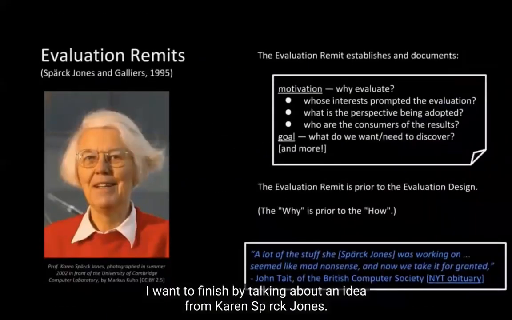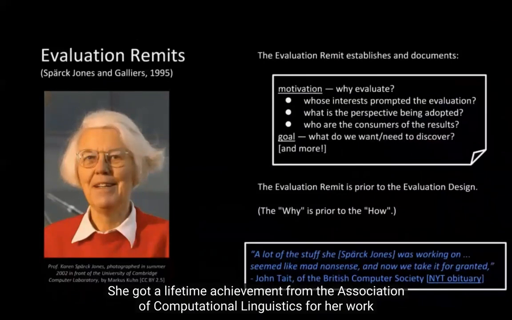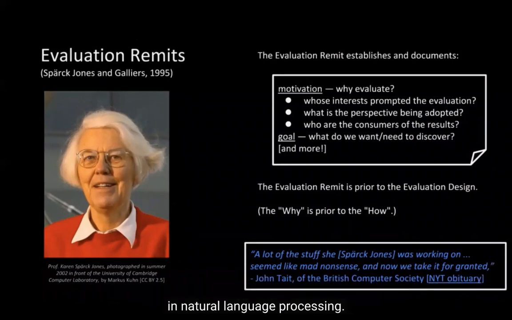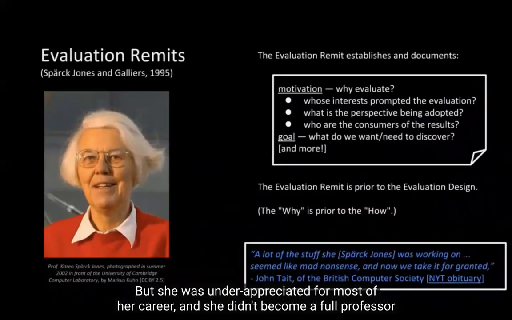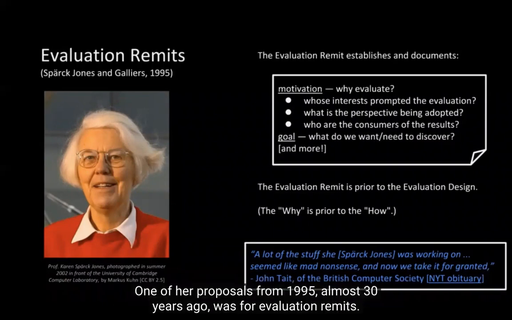I want to finish by talking about an idea from Karen Spärck Jones. She was a true legend, doing decades of important work in information retrieval. She got a Lifetime Achievement Award by the Association for Computational Linguistics for her work in natural language processing. But she was underappreciated for most of her career. And she didn't become a full professor until the age of 64. And one of her proposals from 1995, almost 30 years ago, was for evaluation remits.